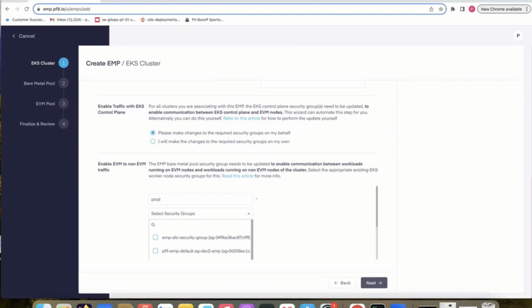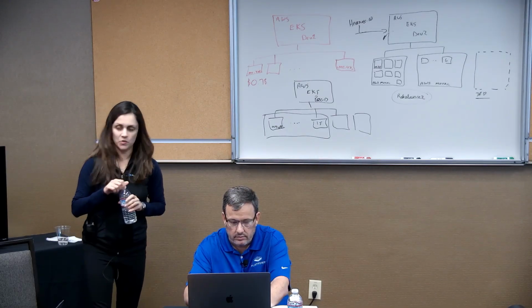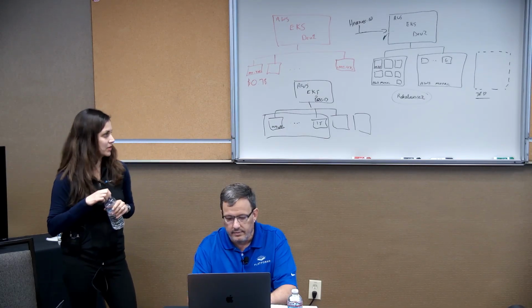If you choose to make your own changes, do you have a list of the ports that are needed somewhere in the docs, I'm assuming? Yeah. So there's a doc link. I think it points over there. Refer to this article for how to perform it yourself. So we put that in there.